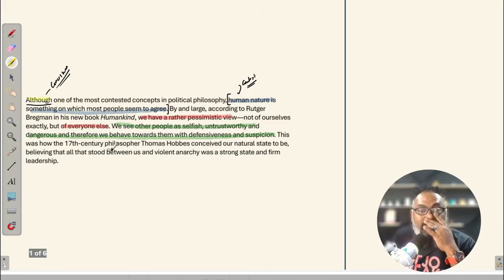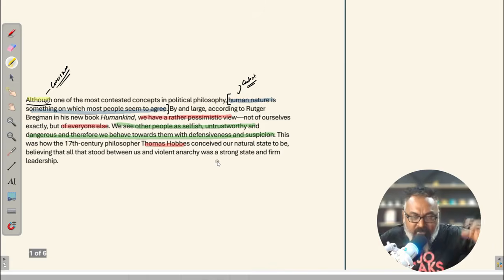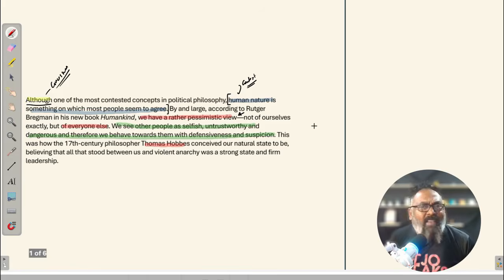This was how the 17th century philosopher Thomas Hobbes conceived a natural state to be, believing that all that stood between us and violent anarchy was a strong state and firm leadership. This was conceived by this guy, Hobbes. Hobbes wanted a strong state and firm leadership. So I'm basically going to pick this as an idea here.